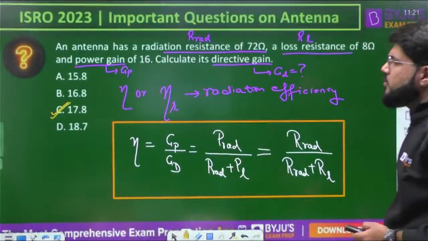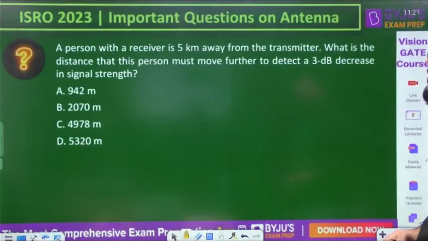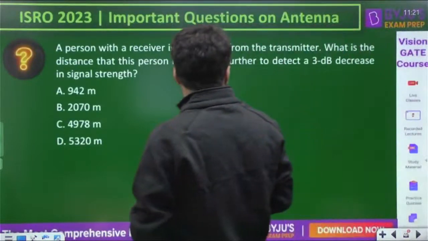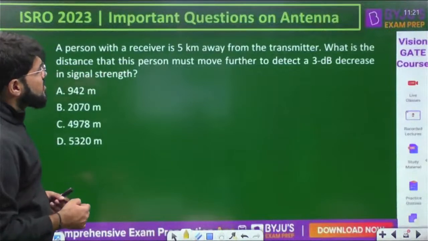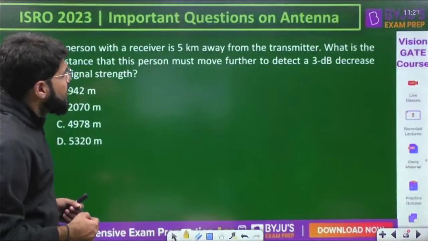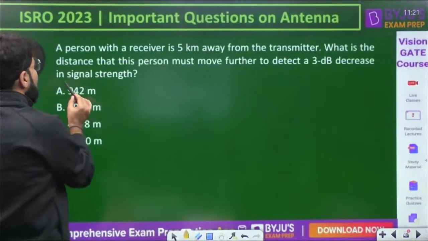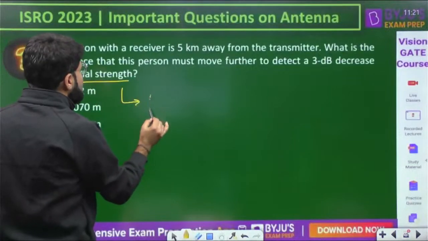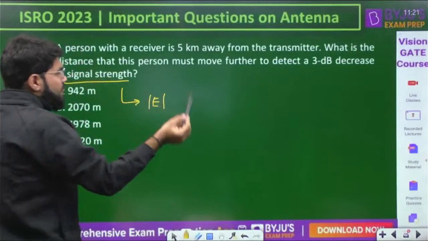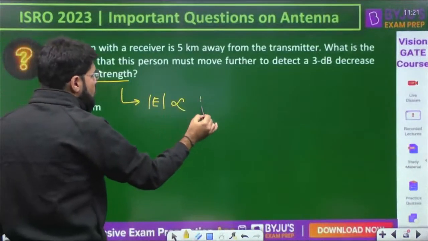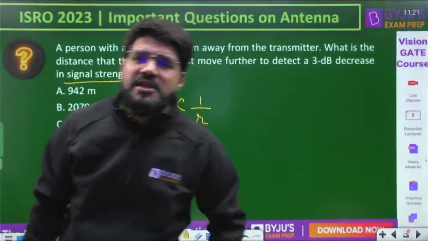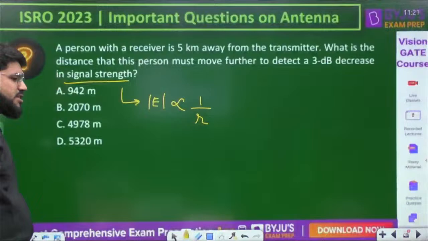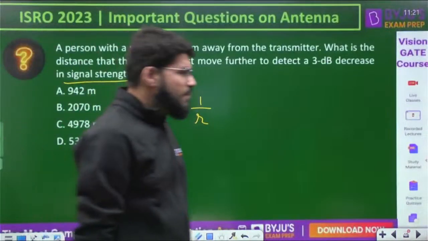Next question ready for you. A person with a receiver is 5 km away from the transmitter. What is the distance that this person must move further to detect a 3 dB decrease in the signal strength? Look, the signal strength for any antenna in the far field is always proportional to 1 by R. It's a simple logical question. For any antenna in the far field, the strength is inversely proportional to the distance from the antenna. Okay, proportional to 1 by R simply.